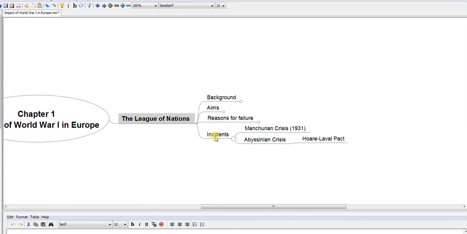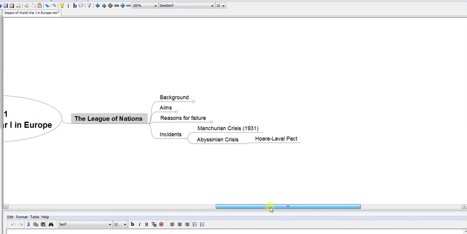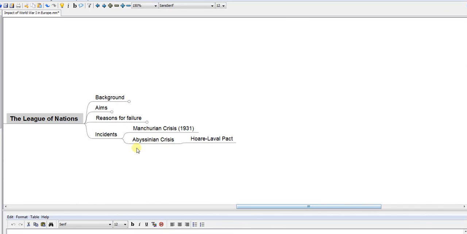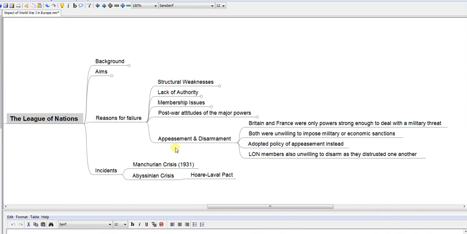Knowing the scenarios helps you to gain evidence, to gain facts that will help you support your arguments in the event that you need to write an essay. So for example, when you talk about things like appeasement, you can make a direct link. Your elaboration would be making a link to something like the Abyssinian crisis, for example.